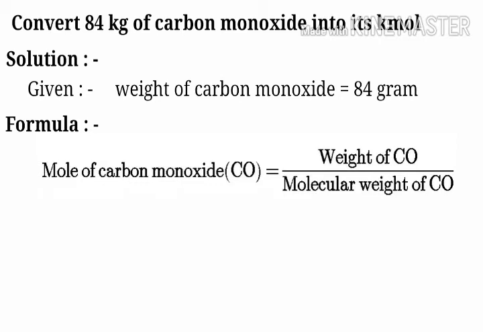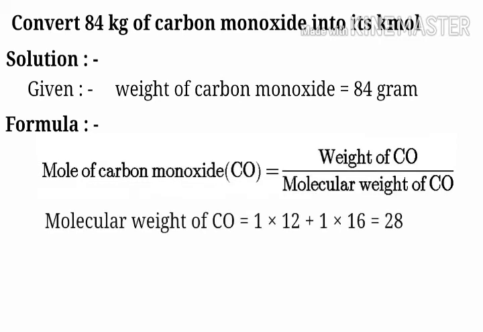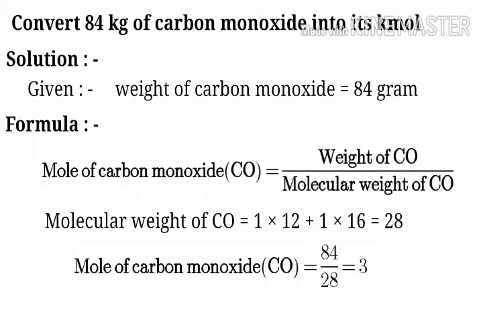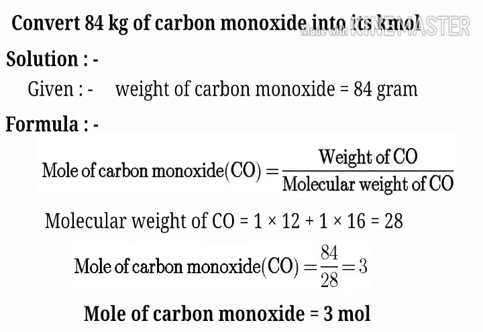The weight of carbon monoxide is given in example. Now let's calculate molecular weight. So molecular weight of carbon monoxide is equal to 28. Now let's put these values in formula of mole. So mole of carbon monoxide is equal to 84 divided by 28, which is equal to 3. So we get that mole of carbon monoxide is 3.